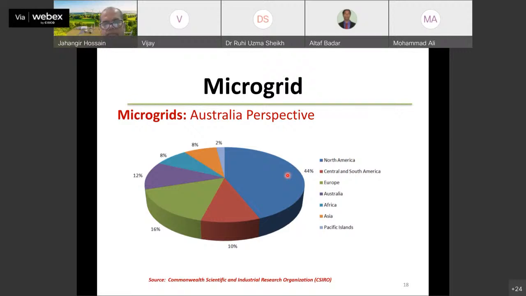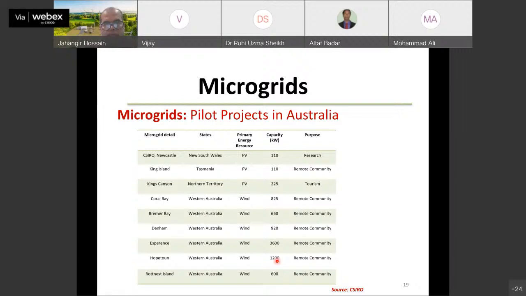So in terms of percentage worldwide, Australia is contributing a lot, like 12% of the whole world. So 44% in Central and South America, but Asia also has some microgrids as well. But as I say, this is getting popular in recent years. So in coming years, I know you will also find more microgrids in India as well as in other countries. Again, this is some of the microgrid projects in Australia.